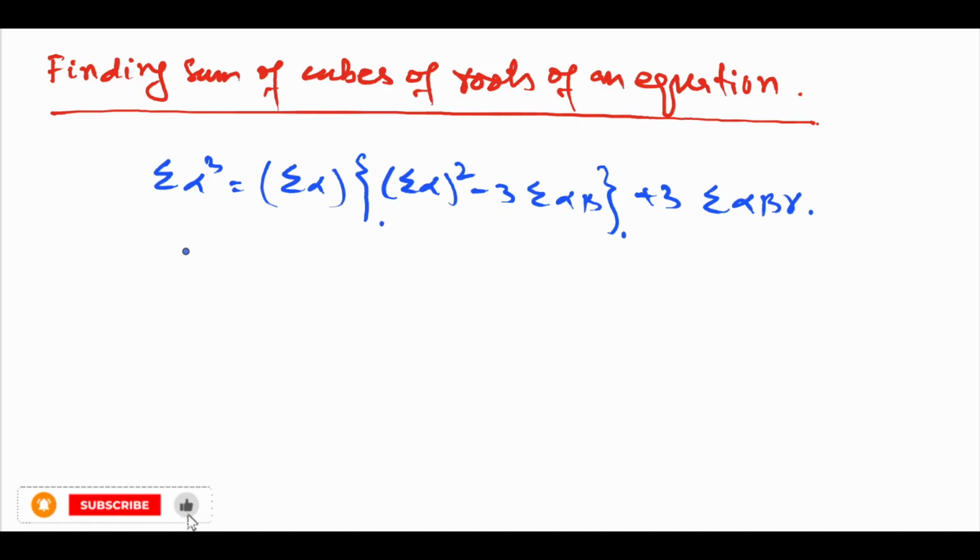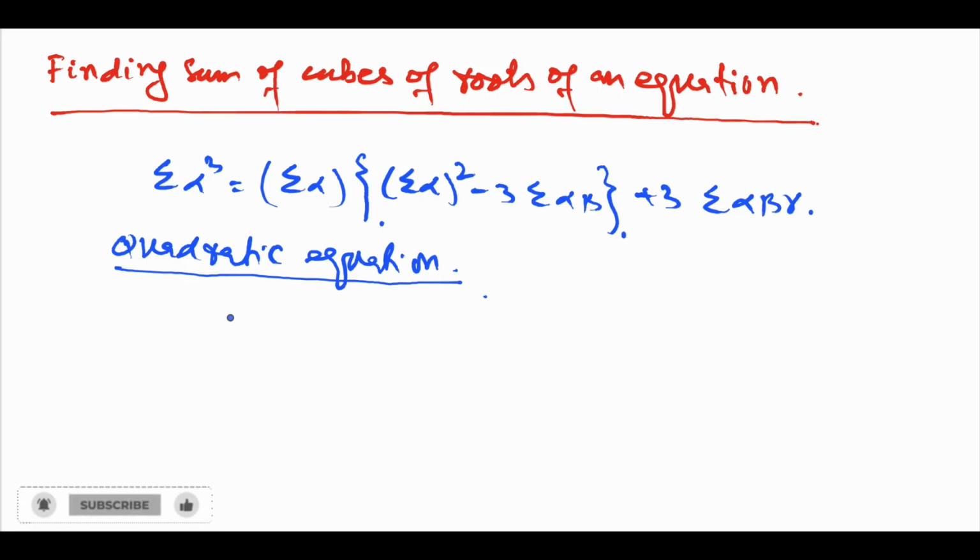For example, suppose I have a quadratic equation. Let us first find it for a quadratic equation. Suppose this is the general formula. I have a quadratic equation, suppose I write x squared minus 2x minus 3 is equal to 0. Let it have roots alpha and beta, two roots.